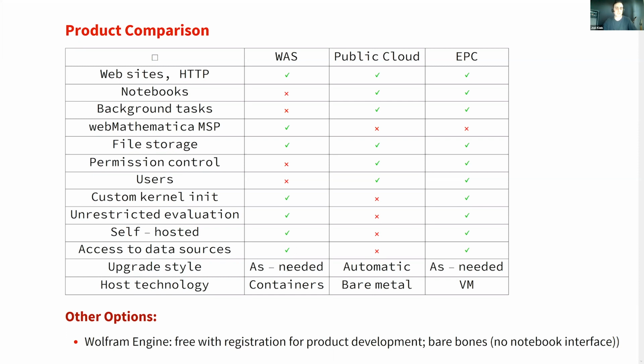I mentioned the upgrade style in public cloud. Upgrades happen automatically. You don't have to do anything. And for some people, that's an advantage. So when a new version of Mathematica is released, public cloud will get that without you having to do anything. With EPC and WAS, you upgrade at a time that you choose. And just for interest, the basic hosting technology: WAS is in containers, EPCs are in full virtual machines, public cloud currently is on bare metal. This doesn't matter so much for the most part, but I'll just throw that in there.